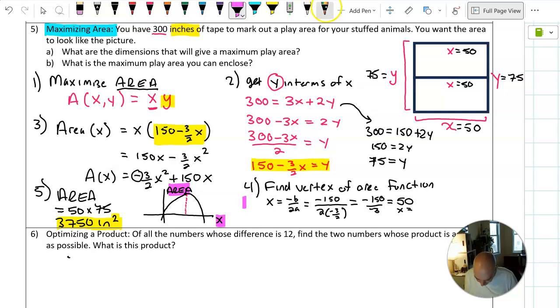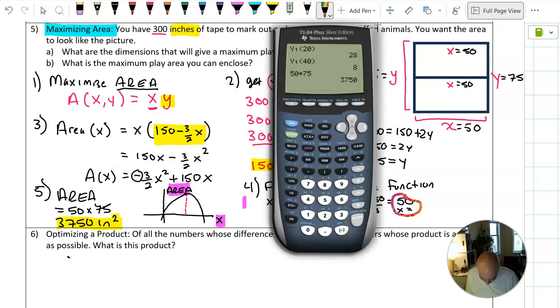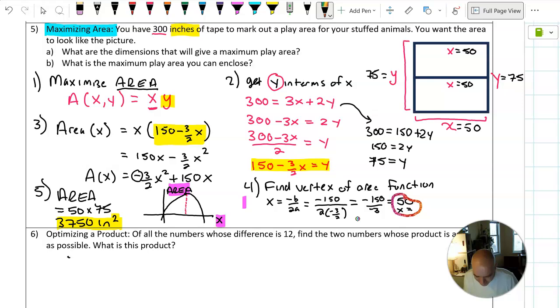Oh, by the way, another way that we could have, once we got x equals 50, another way we could have found 3750 is gone into our area function. We could have done negative 3 halves times 50 squared plus 150 times 50. That also would give us the same answer. So you can find the final answer by using your area function and plugging in, or you can find y and then just multiply it. I think that's a little more concrete. That's how I usually approach it.